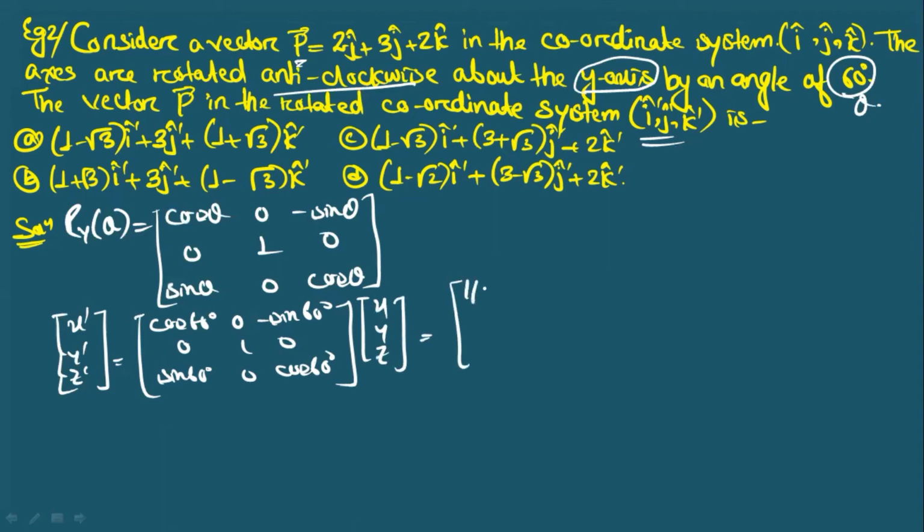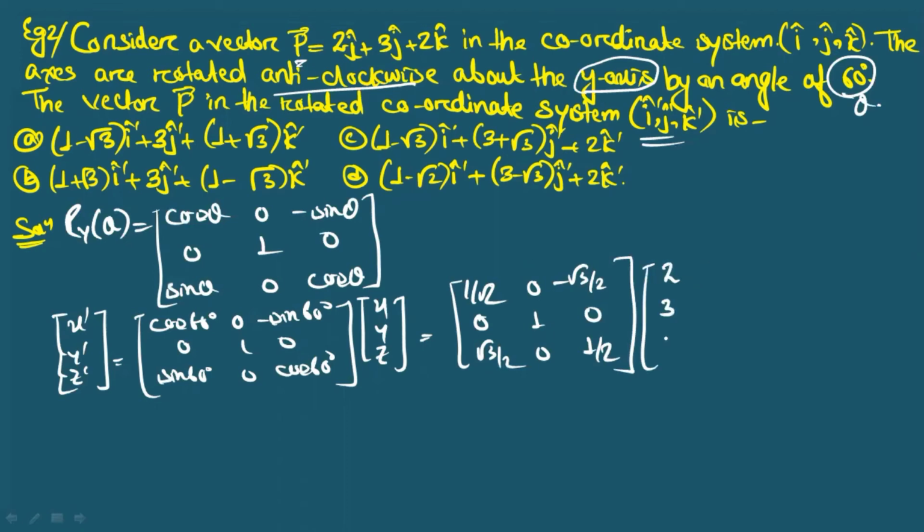So finally it is equal to what? Cos 60 degree value is 1 by 2. Okay, this is 0. Sine 60 degree is root 3 by 2, so minus root 3 by 2 for minus sine 60 degree. Again, you will get 0, 1, 0. This will give you root 3 by 2. This is 0. This is 1 by 2. All right. X is 2, y is 3, and z is 2.